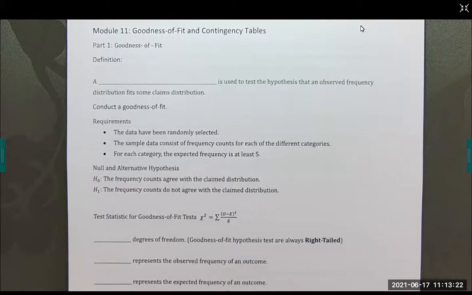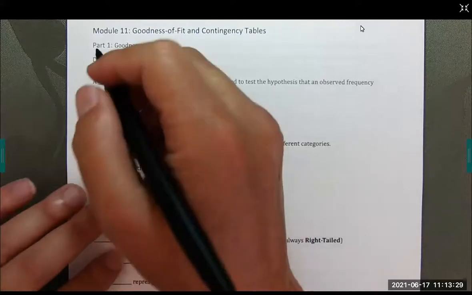Welcome back, everybody. We are to the last chapter, chapter 11. And today we're going to talk about goodness of fit. Let's write that out.